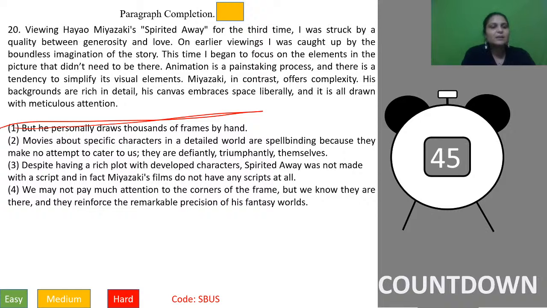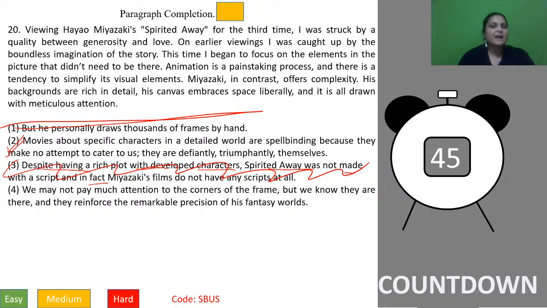Option number 3, despite having a rich plot with developed characters, Spirited Away was not made with a script, and so on. We're not talking about the script anywhere. So option number 3 is crossed out. Likewise, Nitesh, that's why option number 3 is crossed out. And Sayani is right. It's actually option number 4. Now, why can it not be option number 2?